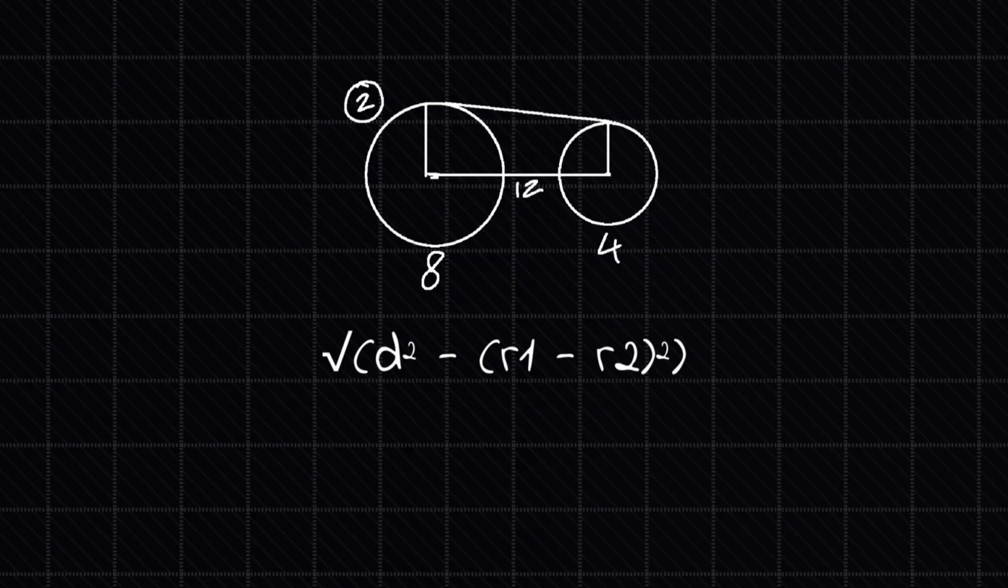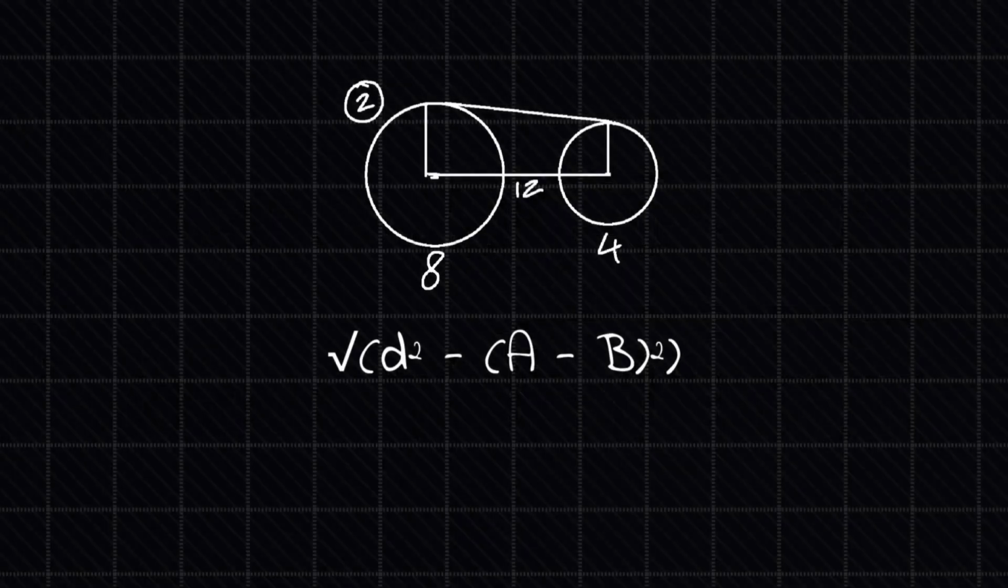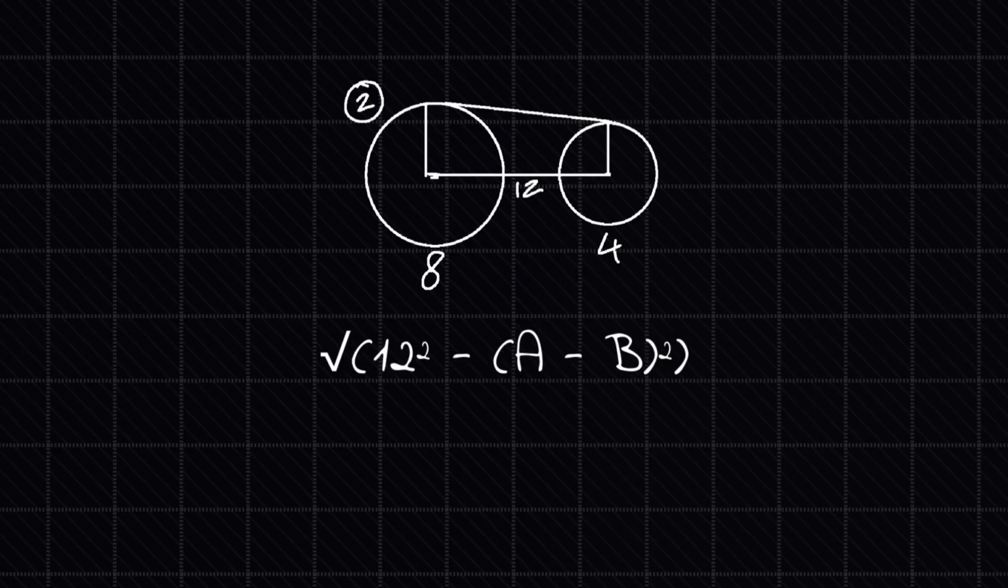So we're gonna be renaming R1 to A and R2 to B because we don't use R1 and R2. The way that I wrote it here, it just seems like it's R to the power of 1 and R to the power of 2. It's not supposed to be like that. Anyways, we plug in our values here. D is the distance between the circles, which is 12. Put that in D.